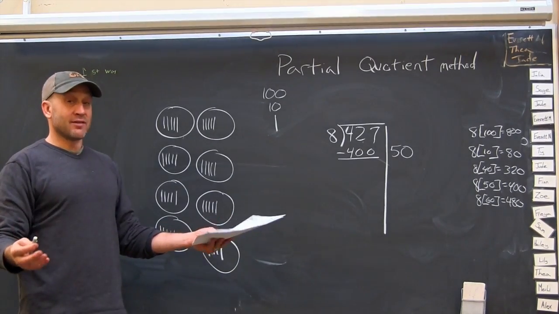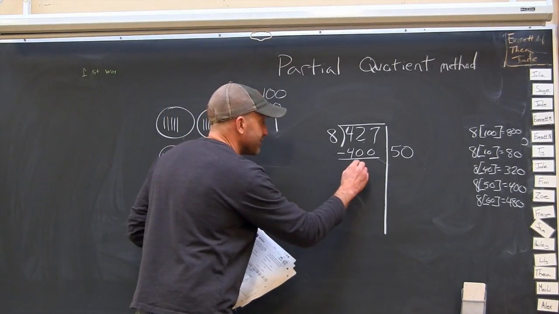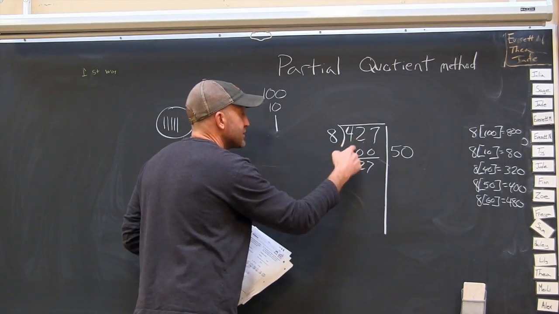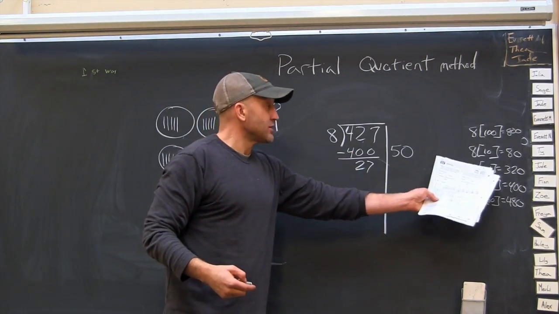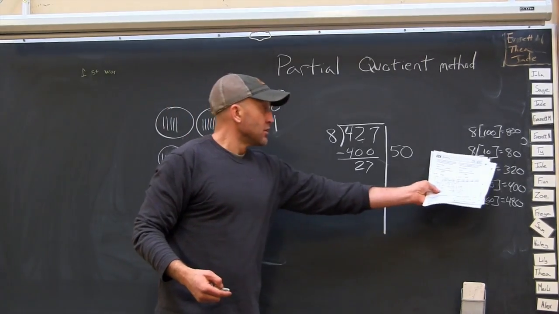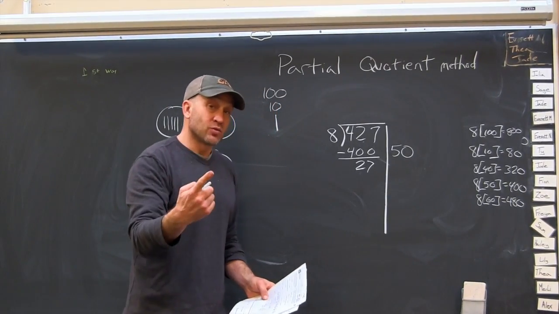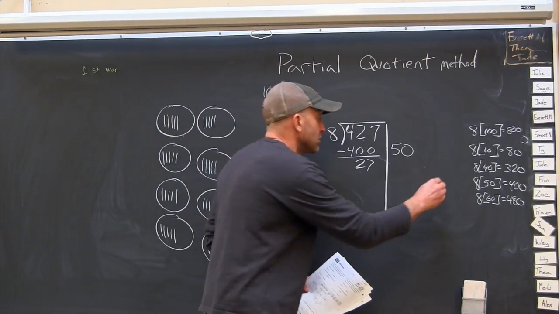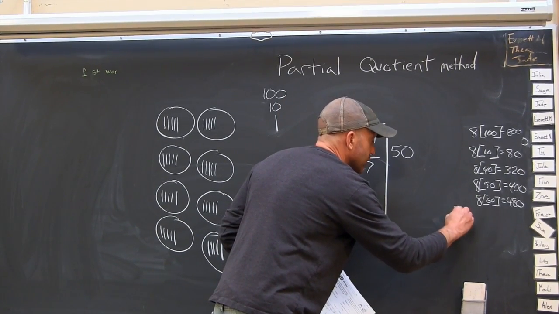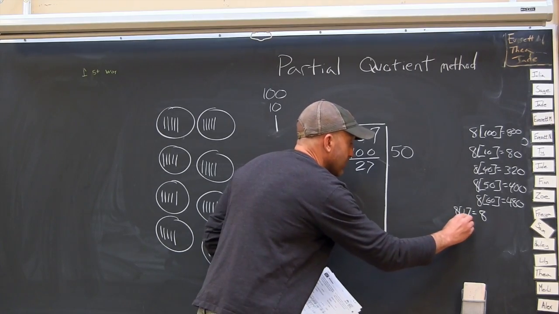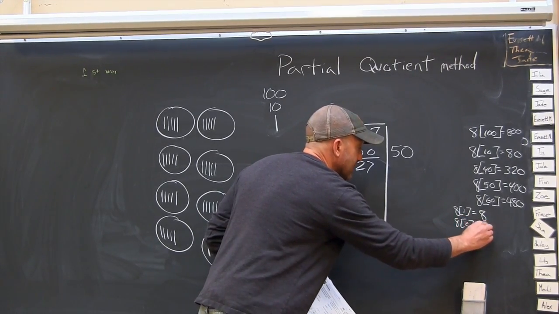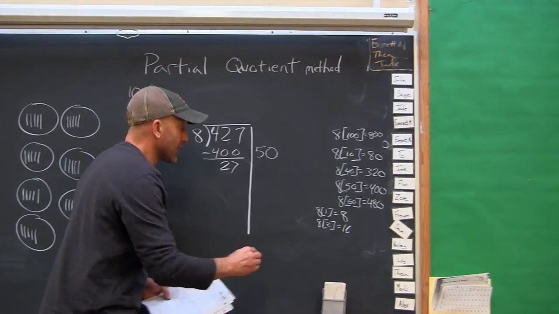Now how many do I have left to divide? I have 27, because 427 minus 400 is 27. Now I know 10s are going to be way too big to go into 27, because 8 times 10 is 80. So now this is where I use 1s. 8 times 1 is 8. 8 times 2 is 16. And I'm pretty sure I can get more than that.